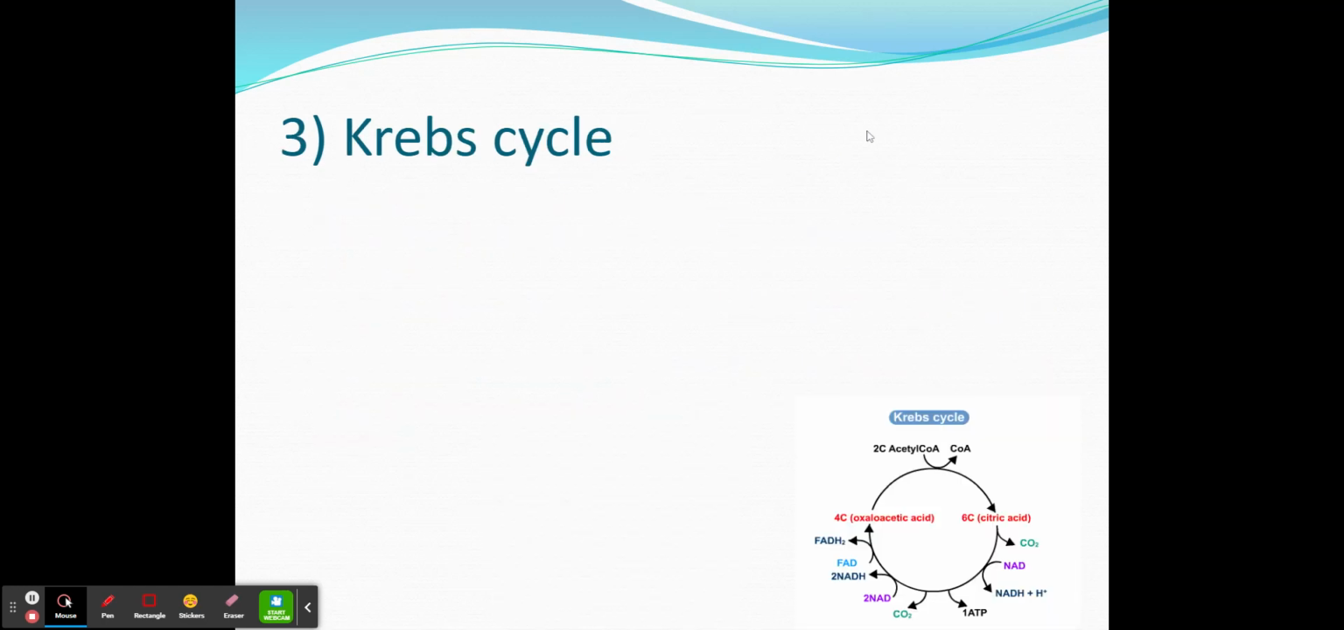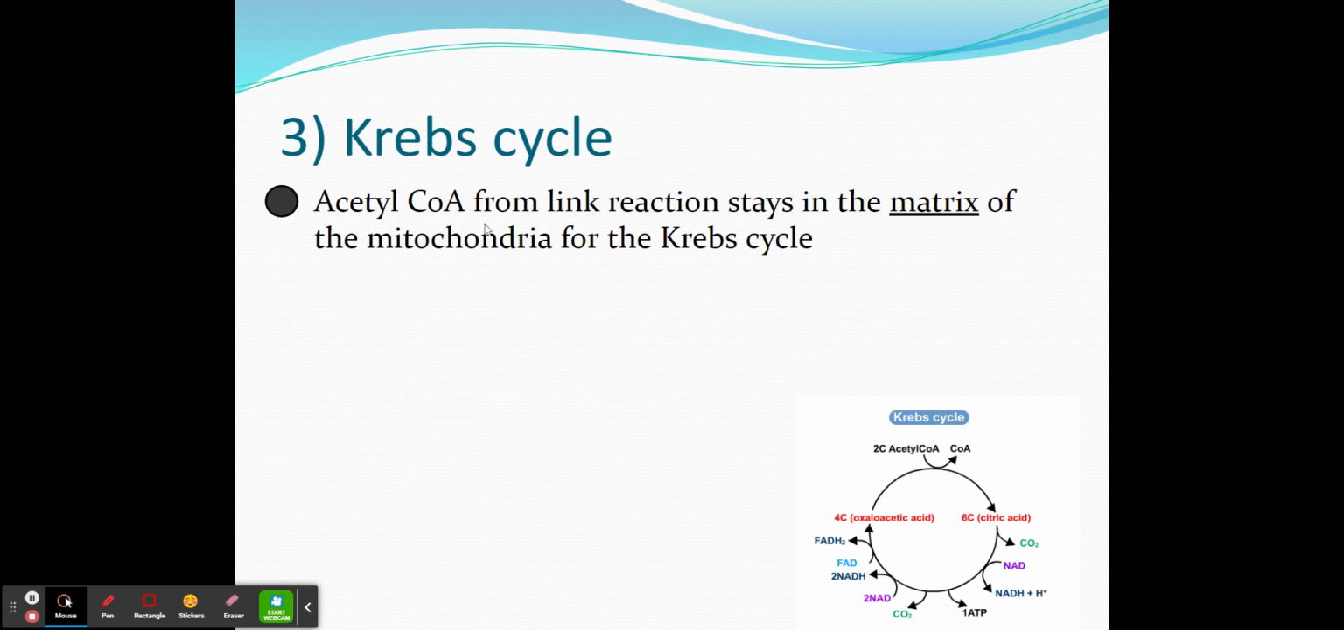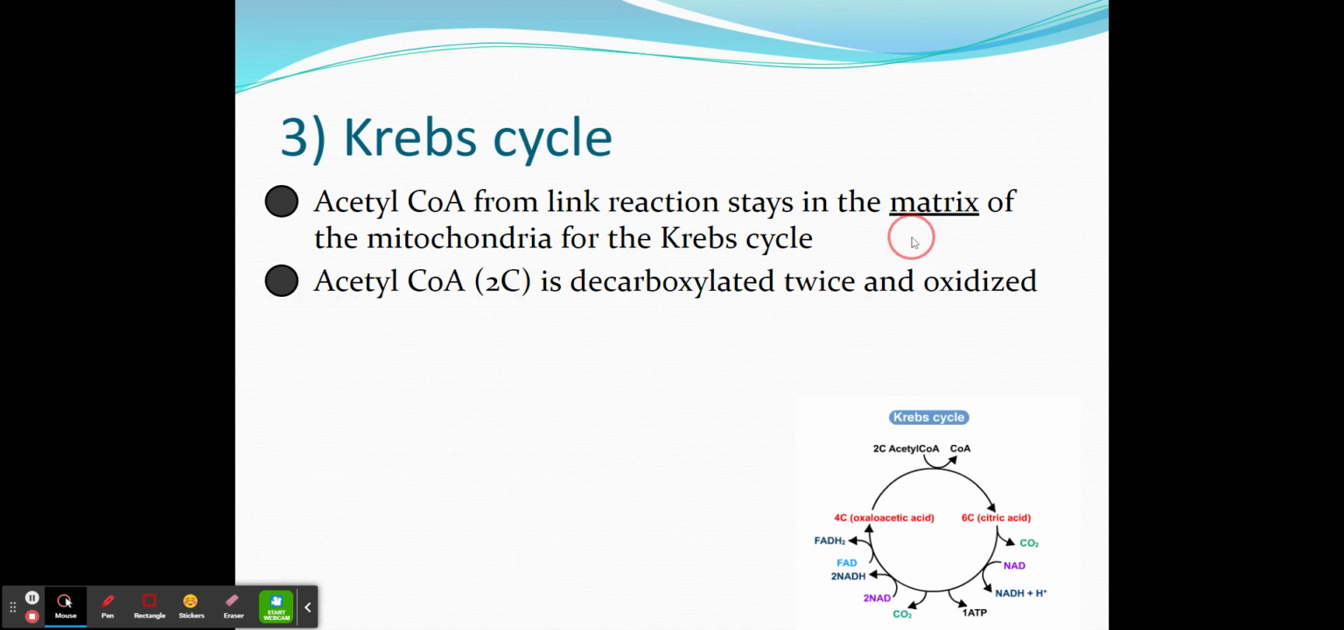Okay, now it's K of GLKEC. We have acetyl-CoA, which I'll remind you is a 2 carbon compound. So we still have some carbon-carbon bonds to deal with that we can extract some energy from and make CO2. So that's from the link reaction. The product of the previous step becomes the reactant for the next step. It's going to stay in the matrix. Steps 2 and 3 are both in the matrix of the mitochondria. So acetyl-CoA is going to be decarboxylated twice. We have 2 carbons here. We can lose 2 CO2s. We're also going to oxidize, which we did in steps 1, 2, and 3. We're oxidizing the sugar over and over and over.